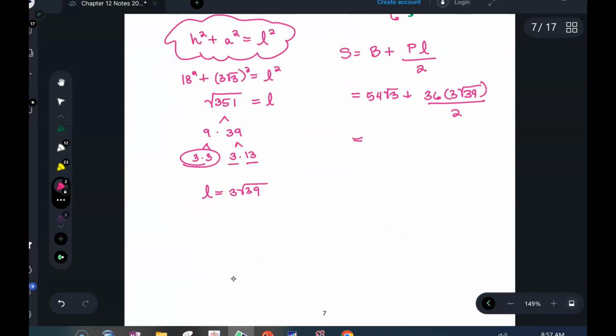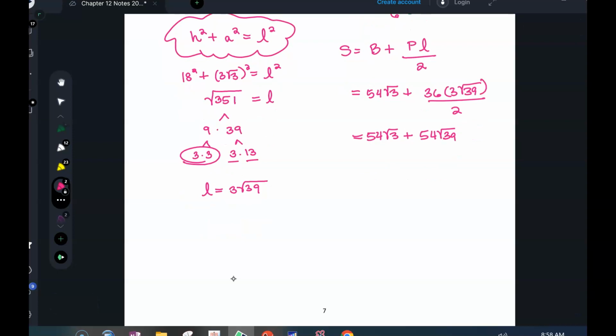So you can't do anything with the 54 root 3. This we can, so that'll be 108. 108 root 39 over 2, so that'll be 54 root 39. It's not a very pretty looking answer, but that's exact, right? We're not going to turn it into a decimal. Is that the whole answer? Yeah, we're just going to put square feet at the end.